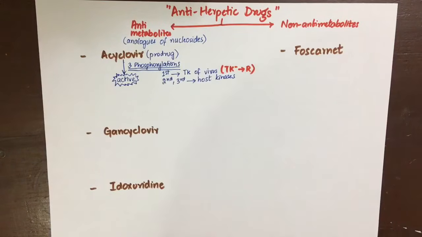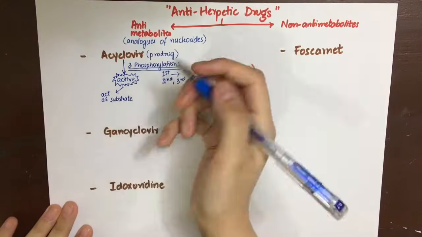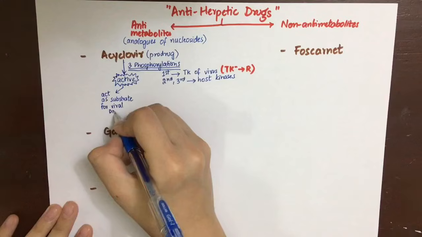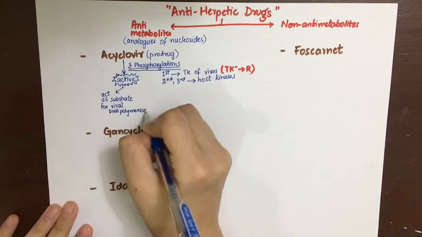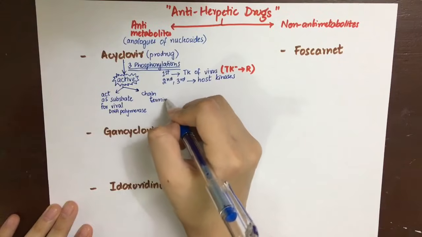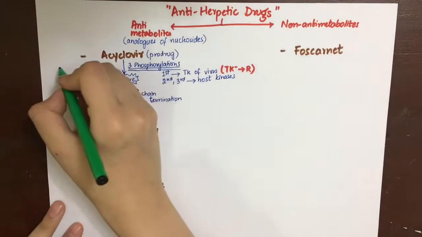After it has been activated into its triphosphate form, what it does is, one, it acts as a substrate for viral DNA polymerase because it resembles the nucleotides that are normally interacting with the DNA polymerase. And secondly, as it does not have the 3' end hydroxyl group, it cannot bind another nucleotide and thus continue the chain formation. That's why it will also cause chain termination.